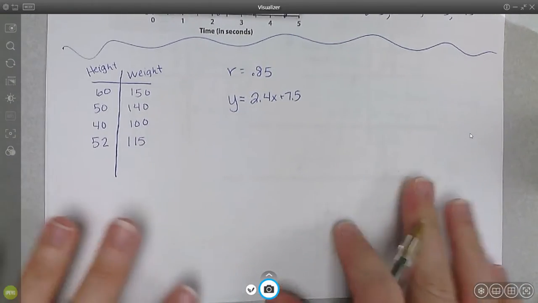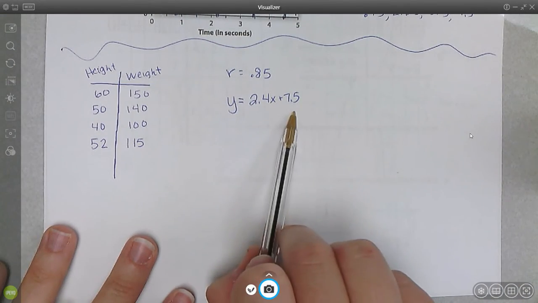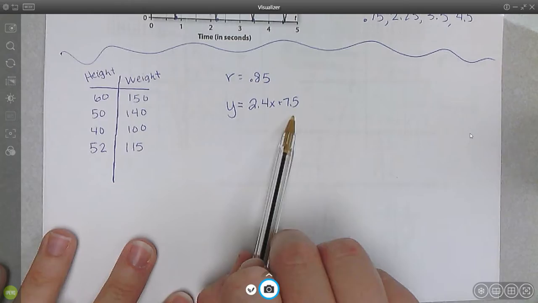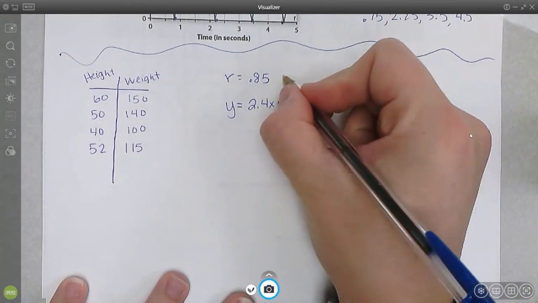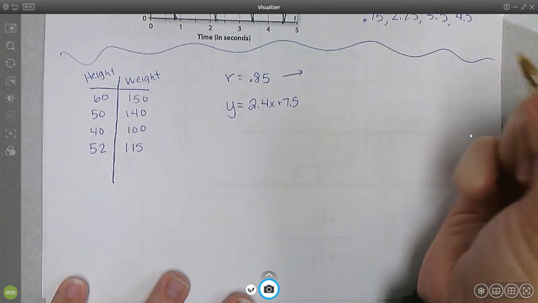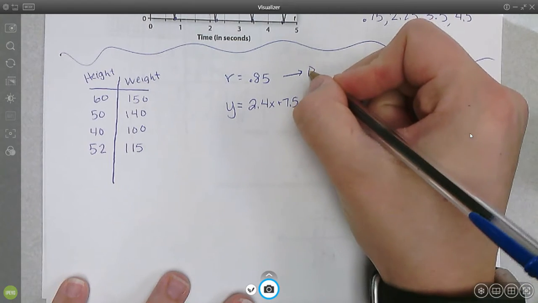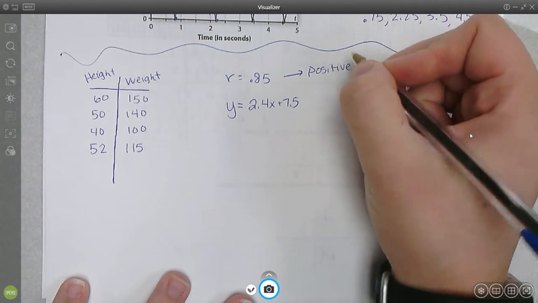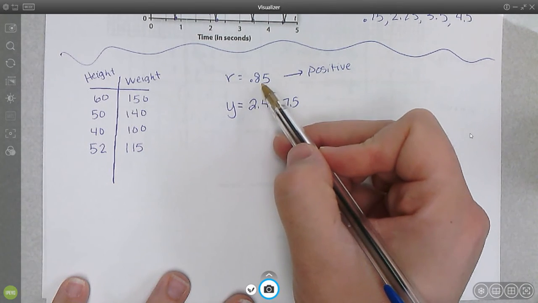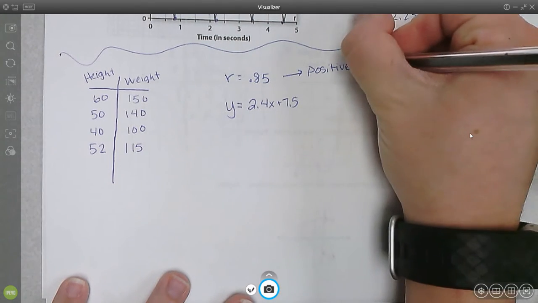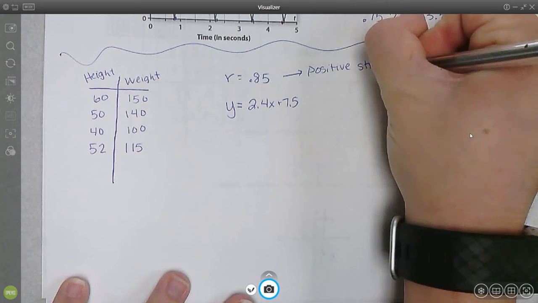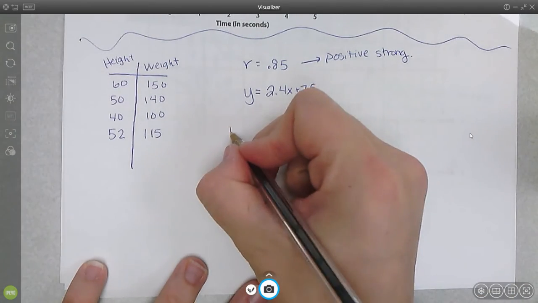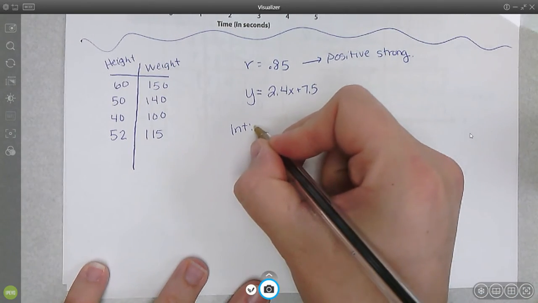Okay, so we have our R value, we have our linear regression equation. So let's talk about this. So it's positive. And then we need to decide if it's weak, moderate, or strong. Since this is pretty dang close to 1, we know it's strong. Okay, then we need to interpret our slope.